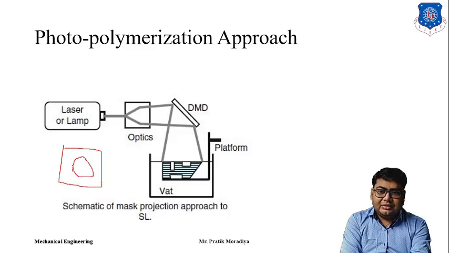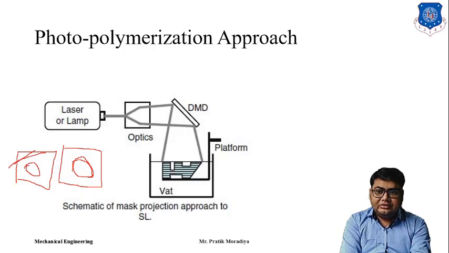So if we want this type of circular section, then what we'll do, a mask will be prepared in which all the other areas other than this circle, all these areas that I have shaded, will be made darker. So light can pass only through this circular area.